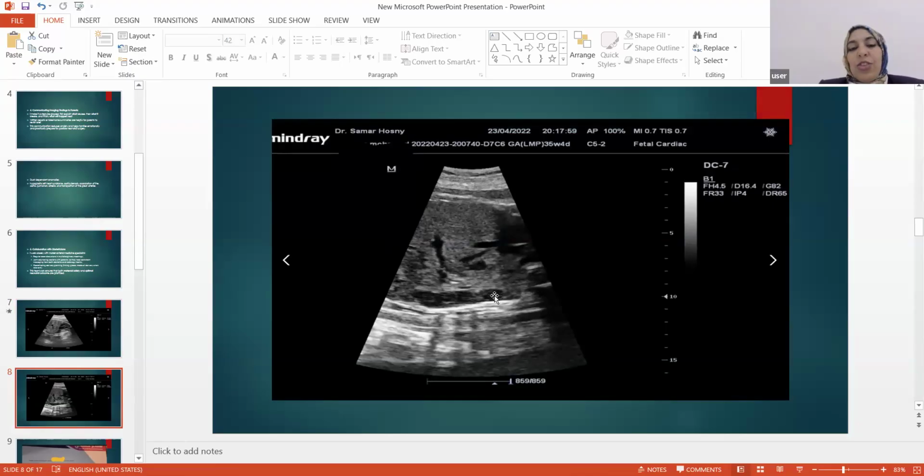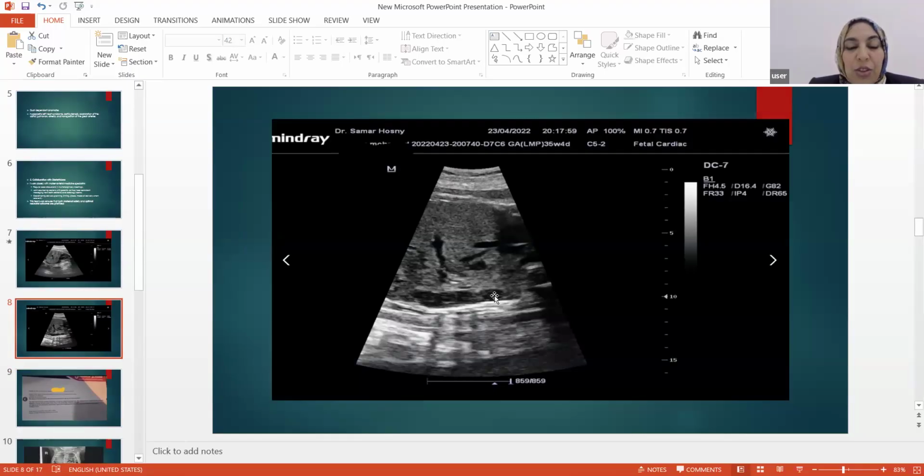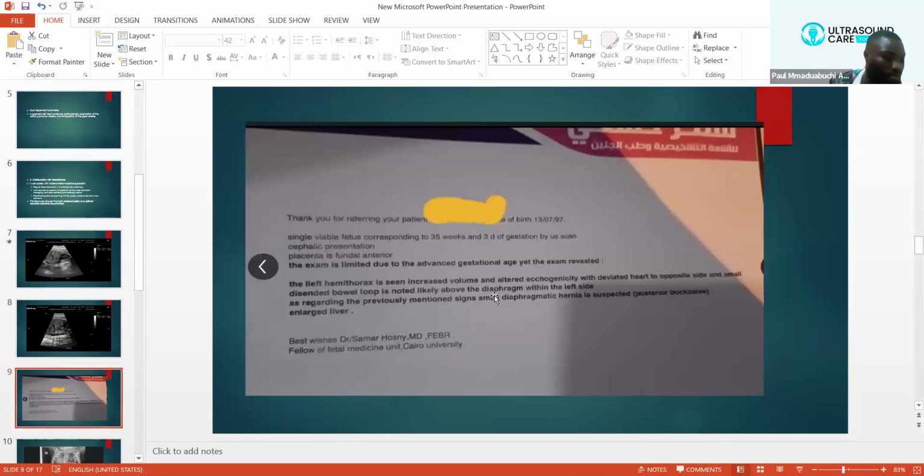But the not good thing is that the pediatrician, with this misconnection, was not trusting the radiologist too much. He was not connected to me. The connection was not direct between us. So there is no good connection between us. And after birth, he examined the baby. This was my report: the left hemithorax is seen increased in volume and altered echogenicity, deviated cardiac to the opposite side, and distended bowel loop is noted. Suspected small diaphragmatic hernia.